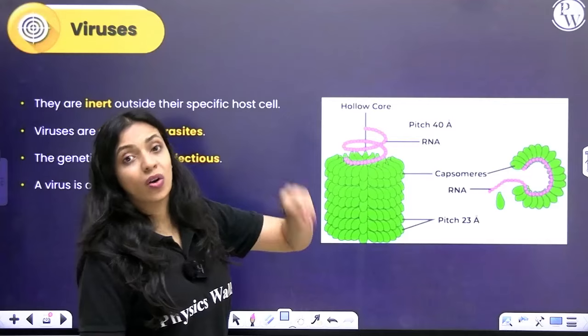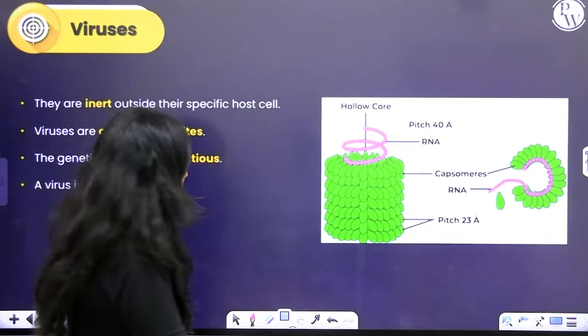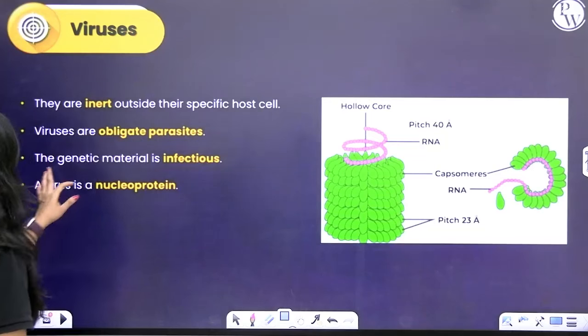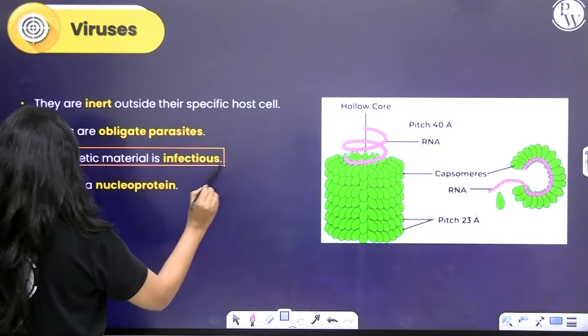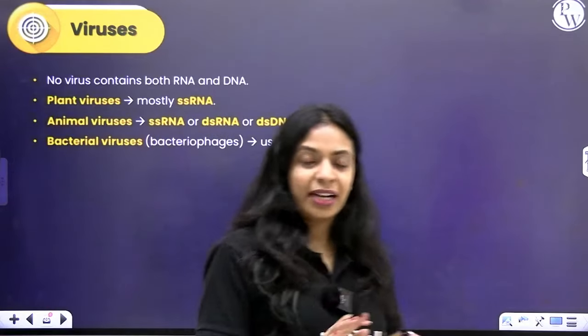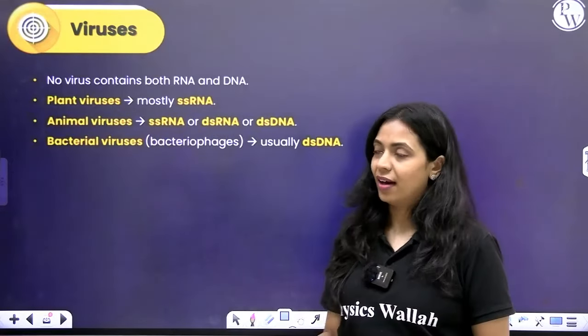Next, over here you have the protein and the genetic material. The part which causes the infection, or the infectious part, is the genetic material. It is not the protein. So yeah, it is the genetic material that is infectious. No viruses contain both DNA and RNA. It can either contain DNA or contain RNA.